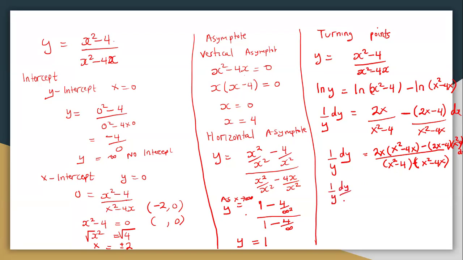Then 1 out of y dy dx will be 2x cubed minus 8x squared. Then minus, yeah, let me first see.